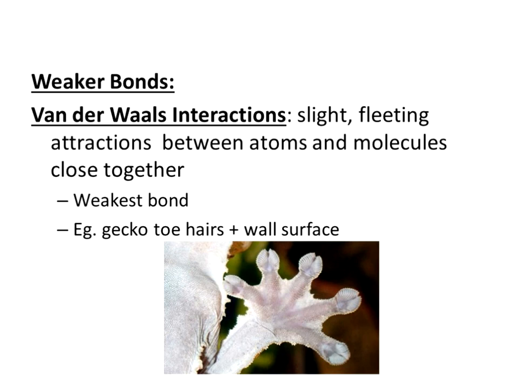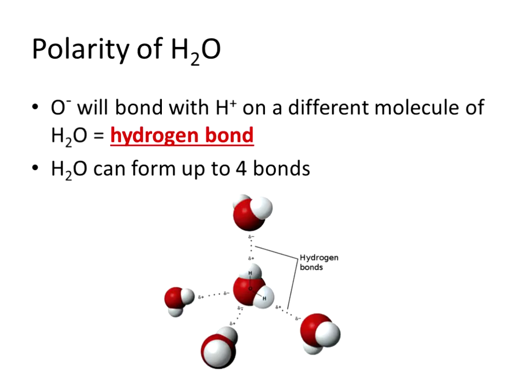There is a 4th type of bond that is an even weaker bond that is mentioned, so I just wanted to bring it up, and it's the van der Waals interactions. These are very slight and fleeting attractions between atoms and molecules that are close together. It is the weakest bond out of all of them. The example here is a gecko, and the gecko's toe hairs with the wall surface is considered a van der Waals interaction or bond, and how they are able to stick to the wall and climb on it.